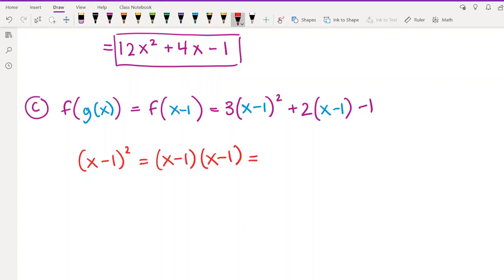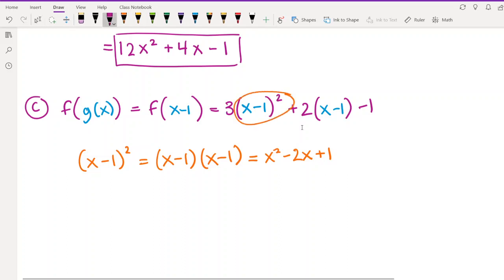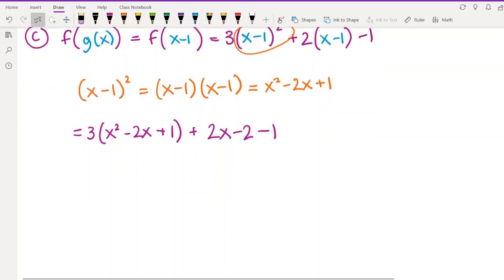So x minus 1 times x minus 1, and I dislike that I'm using this color that I usually use for things that are wrong, so let me change it to orange. So x minus 1 times x minus 1 is equal to x squared minus 2x plus 1. And so that's what we're going to put in up here. So that's going to give us 3 times x squared minus 2x plus 1 plus 2 times x minus 1. So that's 2x minus 2 minus 1. So when we distribute the 3, we get 3x squared minus 6x plus 3 plus 2x minus 3.